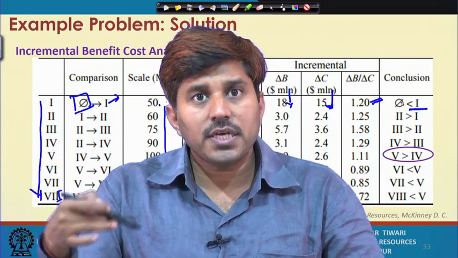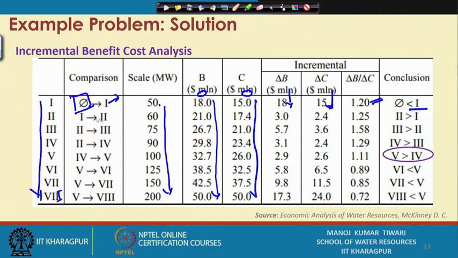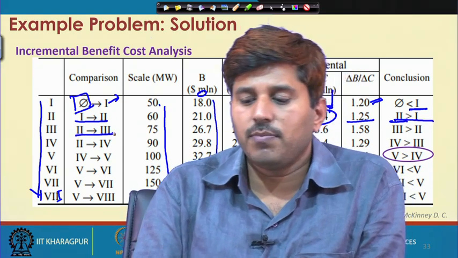So, we will compare the next low cost alternative, which is now option 2. We will compare 1 with 2. For 2 we have to spend an additional $2.4 million and we are getting $3 million of additional benefit, giving a benefit cost ratio of 1.25. Since this is greater than 1, we can say that alternative 2 is superior to alternative 1, and we can move on to comparing alternative 2 and 3 in similar fashion.